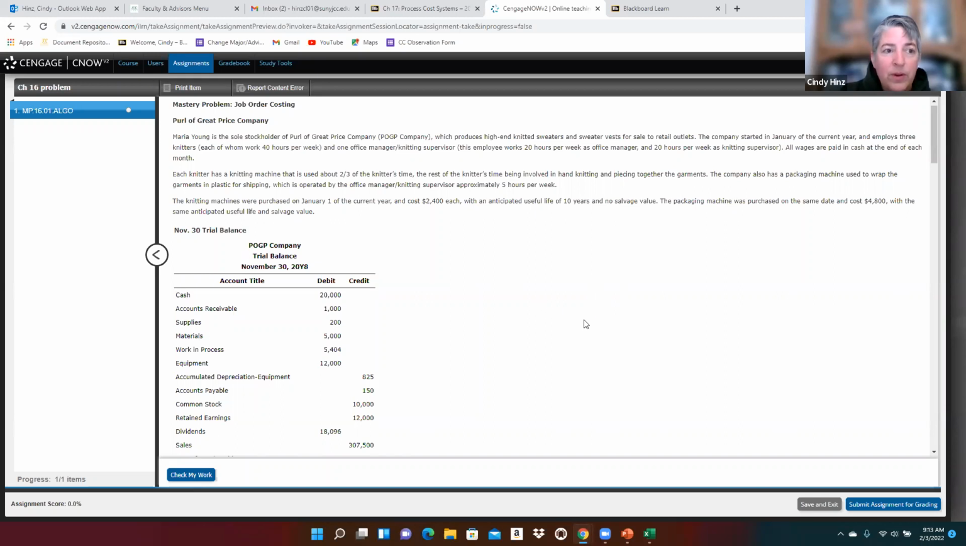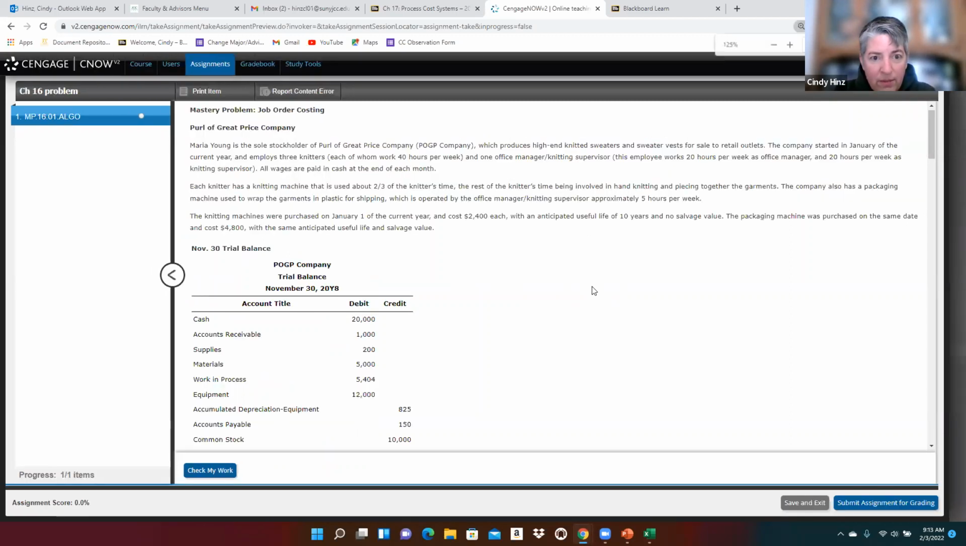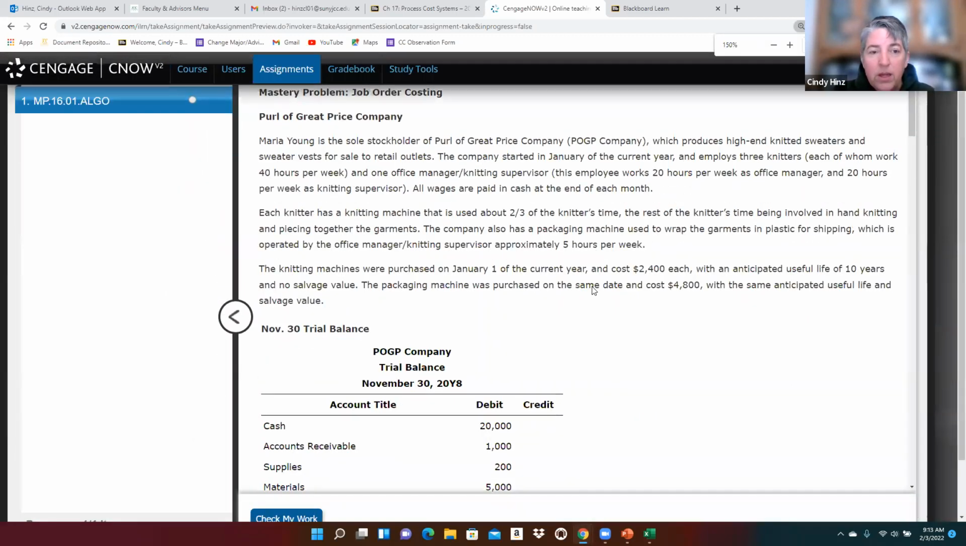So as I said, we're going to start with just an overview of the Chapter 16 mastery problem. And that's what you should be seeing on your screen right now. I can make that a little bigger. If it's easier for you, you are certainly welcome to pull up your own Chapter 16 problem if you are still working on that, which I believe most everybody is still working on.